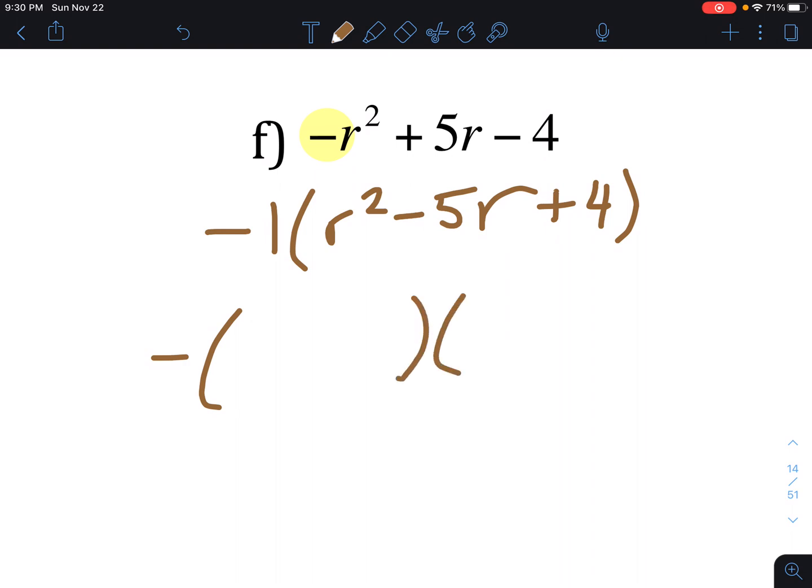And this trinomial can be factored further. My signs here should be minus, minus. Two numbers that multiply to get 4 and add up to 5. Easy. 4 and 1.